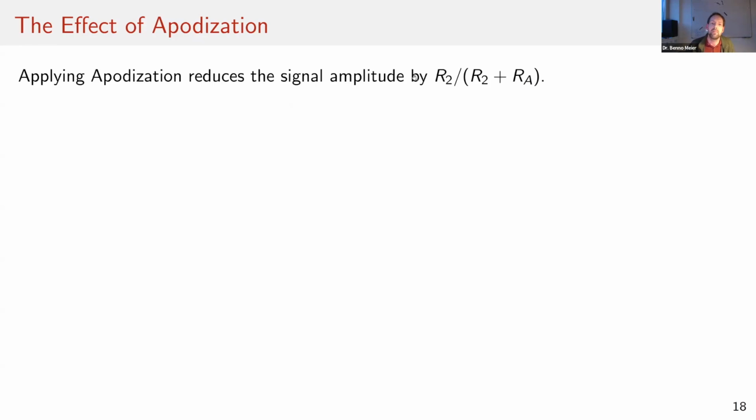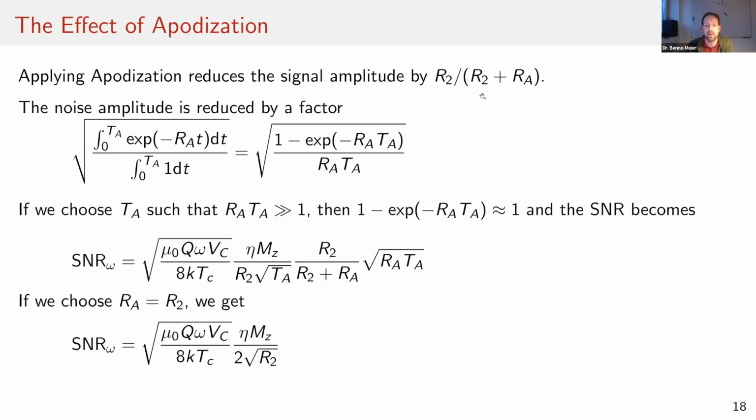So let's say we use apodization with a line broadening of RA, A for apodization. Then the signal goes down, and we just have to replace R2 essentially with R2 plus RA. For the noise, it's a bit more tricky, but basically you just look at how the noise power is reduced. So here, this is a fraction of the noise power. Here I integrate over 1, and here I integrate over the exponentially decaying noise power. So I get this ratio, and then I scale the noise as well. If I scale both the noise and the signal with this apodization, then I get a new signal to noise ratio, which looks like that.